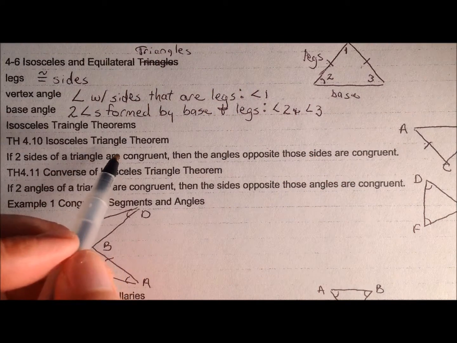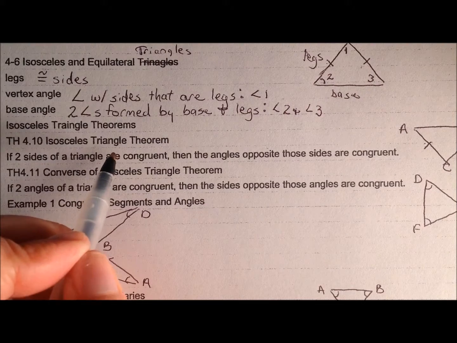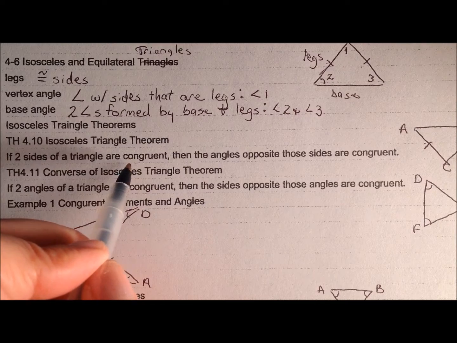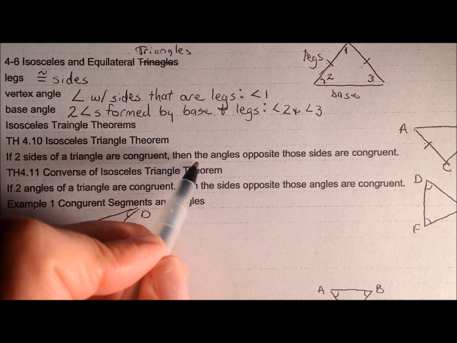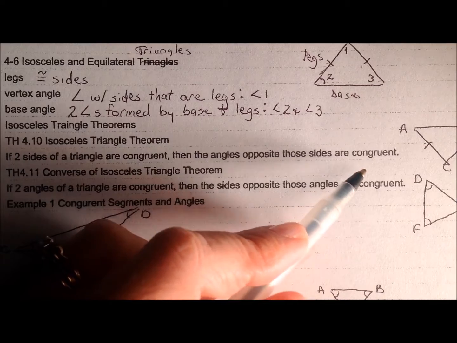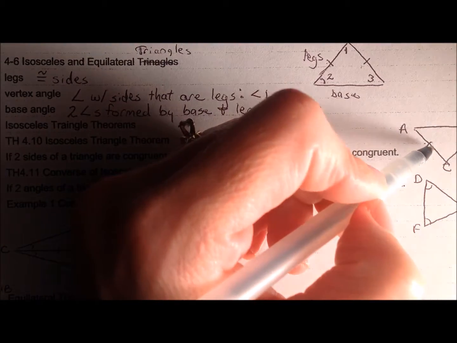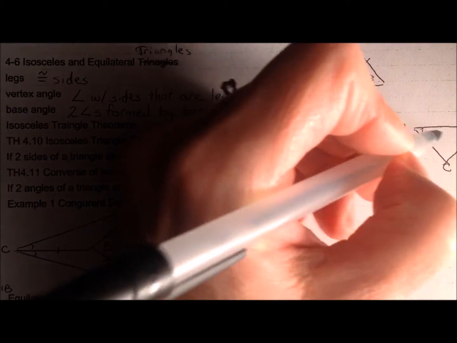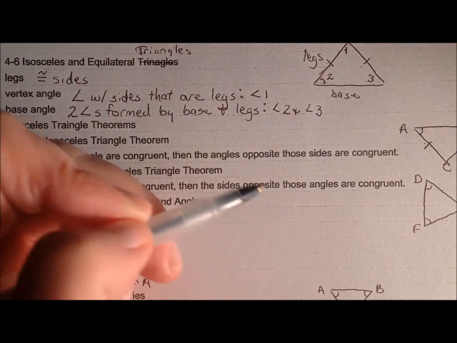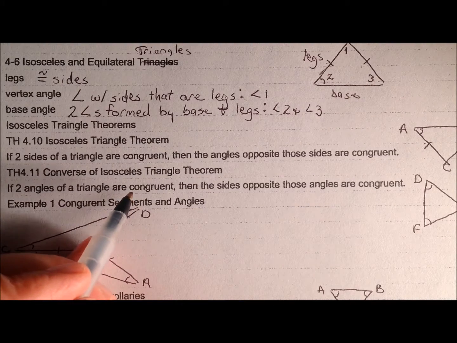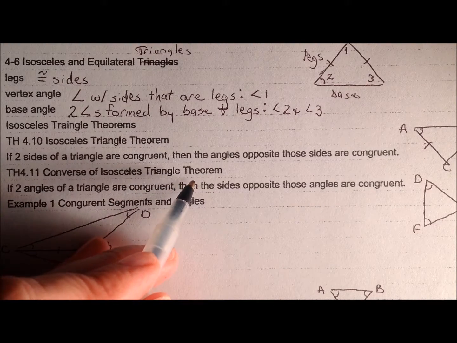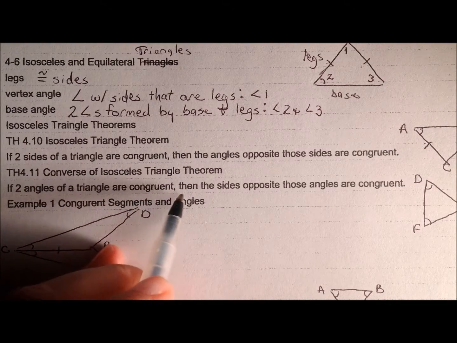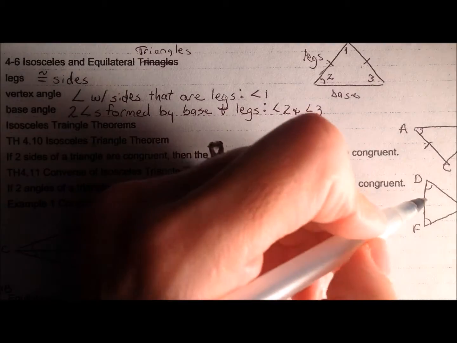The isosceles triangle theorems, we have two of them to look at. The first is just the isosceles triangle theorem. If two sides of a triangle are congruent, then the angles opposite those sides are congruent. So we have the two sides, and the sides opposite those two sides are A and B, and those two angles are congruent. The second theorem here is the converse of the isosceles triangle theorem. And this states that if two angles of a triangle are congruent, then the sides opposite those angles are congruent.